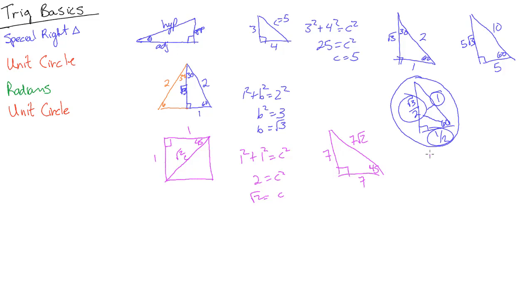Let's do another one where we have, close enough, there's a 45, and that's a right angle. Let's say this is 1. Well, we would have to divide by the square root of 2. 1 over the square root of 2, 1 over the square root of 2.